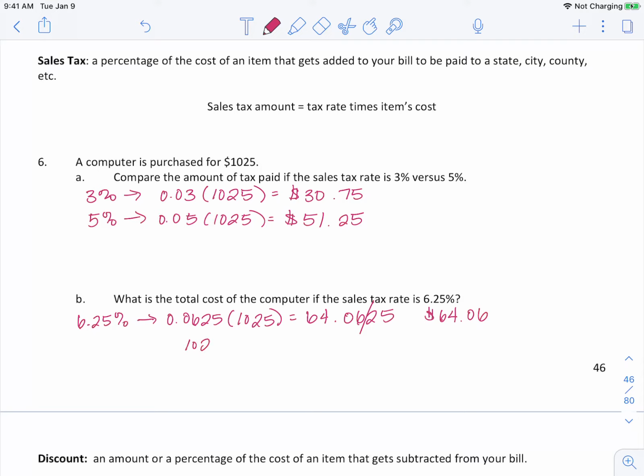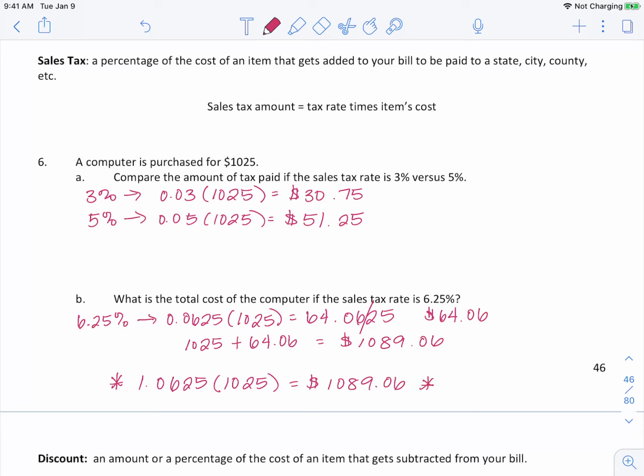So I take my 1,025 and I add my $64.06, which gives us a total of $1,089.06. Now, another way you can do this is you can also do 1.0625 times our $1,025. This gives us the same total, $1,089.06. This is a shortcut you can use.